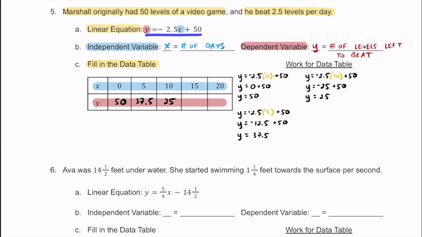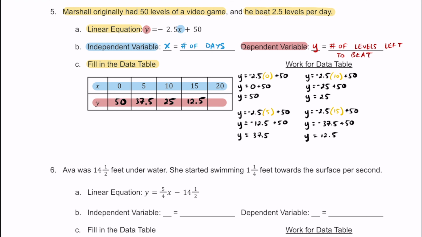Next, let's take this equation here, and x is 15, so 15 days go by. Let's substitute that in. So we're going to get y is equal to negative 2.5, multiplied by 15 days going by, and then add the 50 levels that he started with. So negative 2.5 times 15 is going to be negative 37.5, plus the 50 that he started with. And if you do 50 minus the 37.5 levels he beat, he should still have 12.5 levels left. So let's say that after 15 days, Marshall still has 12.5 levels to beat in his game.